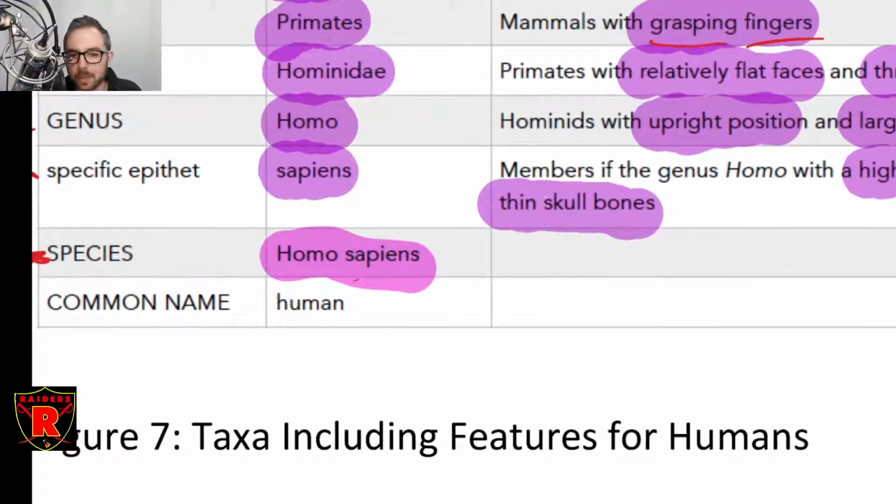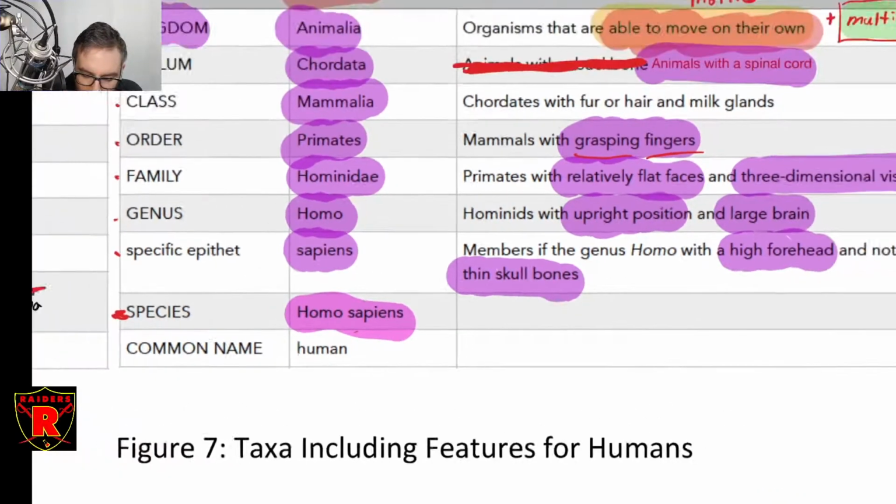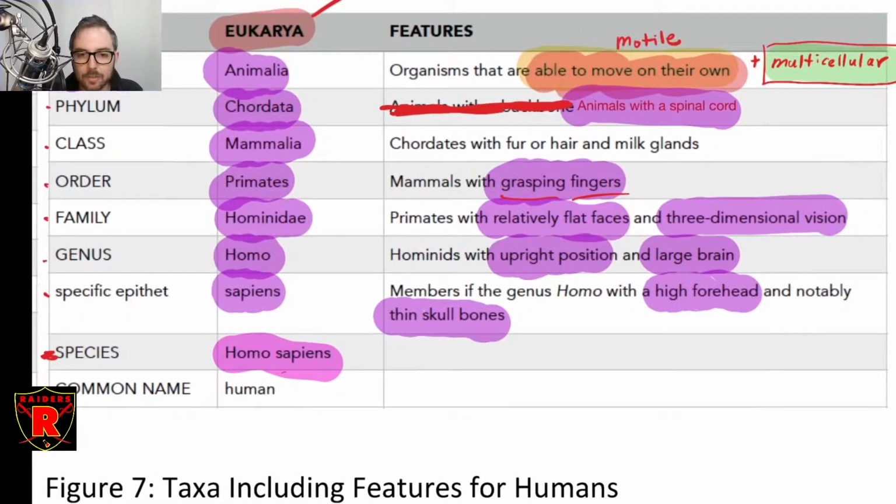So anyway, we have a common name as well. A lot of species have a common name, not every species, but many do. So we do as well, humans. And those are our various levels of taxonomy. And you'll notice that at each level there is a description. How do you fit into that particular level? Why are you in this family? Why are you in this genus?